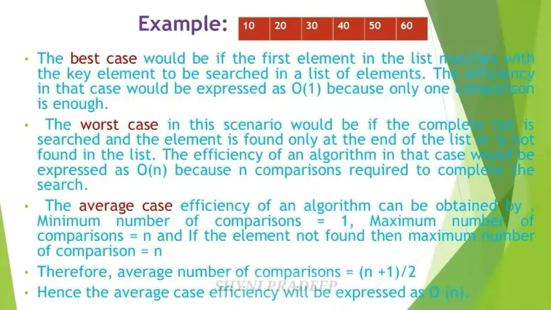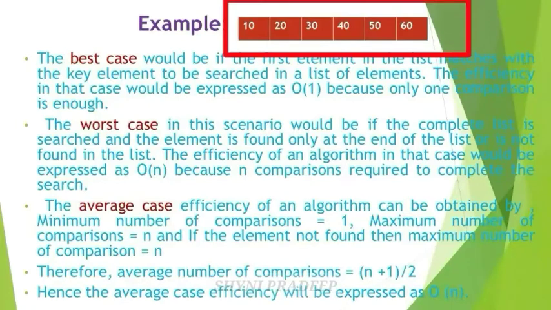Let us assume a list of numbers stored in an array. What do you mean by array? An array is a collection of homogeneous elements. 10, 20, 30, 40, 50, 60. These elements are stored in an array. 10 is the first element, 20 is the second element, 30 is the third element, 40 is the fourth element, 50 is the fifth element, and 60 is the sixth element.